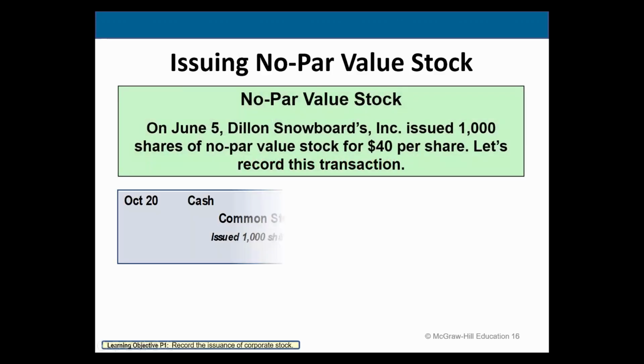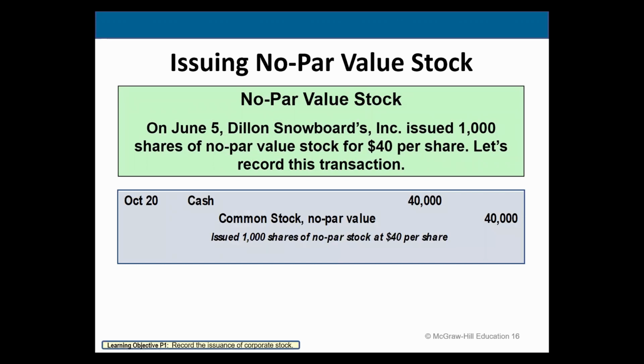Now, a no par value stock can be issued. With no par value stock, there wouldn't be an entry for paid in capital in excess of par. The total amount that was debited to cash is the same amount that is credited to common stock, no par value. So we see here that they issued 1,000 shares of no par value stock for $40 a share. So we see here cash 40,000 because that's what they received, and then common stock no par value of 40,000 credit.